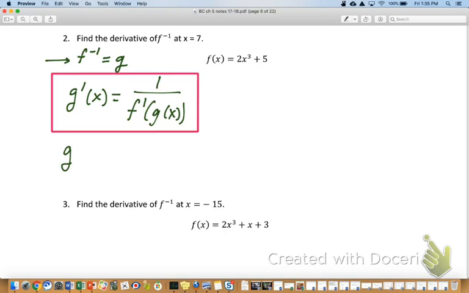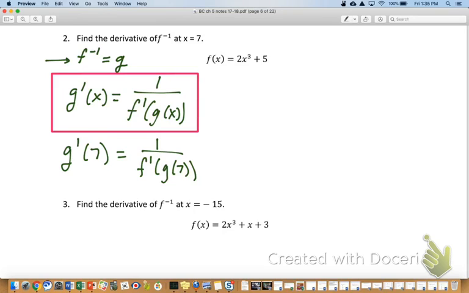So I've got g prime of 7 is what I'm trying to find. So g prime of 7 would be 1 over f prime of g of 7. In these situations, often it's going to be impossible to actually find the explicit version of the inverse. You actually could here with number 2. Switch the input and output and solve for y, right? You could do that here, but I want to train you on what you'll need to do on number 3.